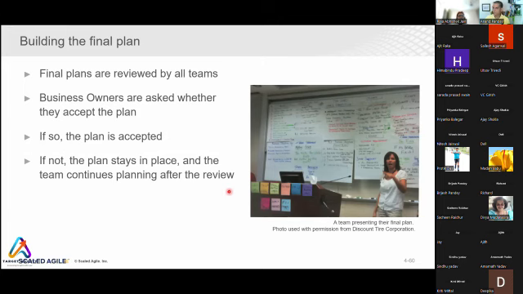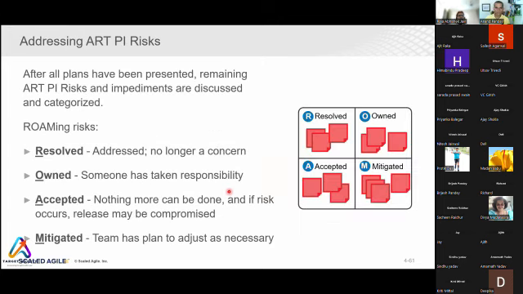Okay. After that, one important activity comes, which is called addressing PI risks, and how PI risks are addressed. We do the ROAMing of the risks. So what is ROAMing of the risks? You see this word ROAM. It means resolved, owned, accepted, and mitigated. That is called ROAM.